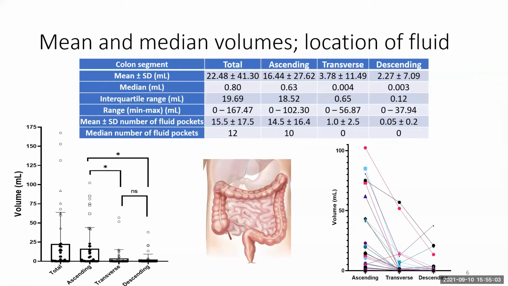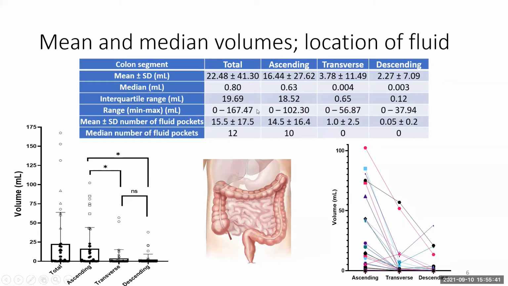So now the data. On average, the paediatric colon contained 0.8 ml fluid, whereas the mean volume was 22.5 ml. So this shows that the data is not normally distributed. We also observed a very high inter-individual variability, from 0 ml of fluid to 168 ml of fluid, also shown here in this graph. There are 9 datasets with 0 ml of fluid, whereas there are 6 datasets with more than 60 ml of fluid. This high inter-individual variability was also observed in adults.